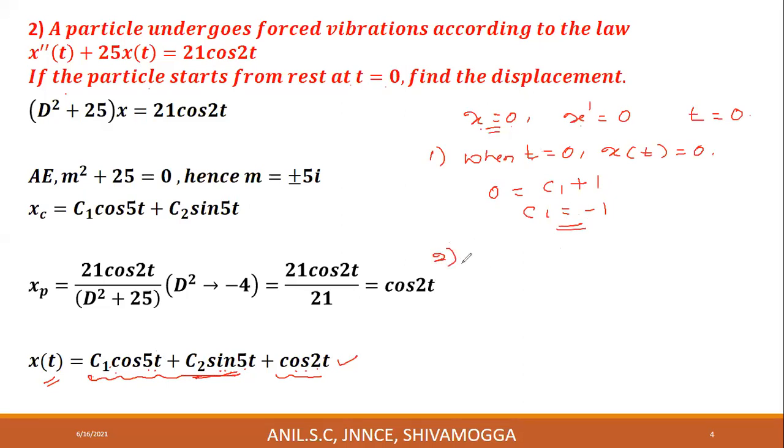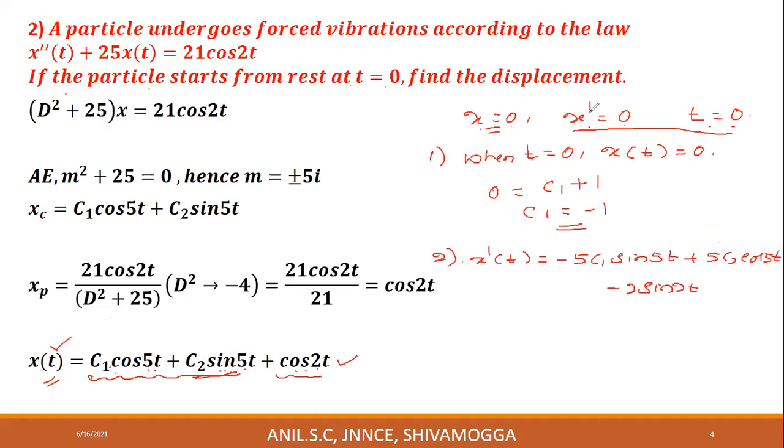Second condition. What is the second condition? X dash is equal to 0 when time t is equal to 0. That means x dash is to be determined now. To find it, differentiate this expression with respect to t. Derivative of x of t is x dash of t, which is equal to derivative of c1 cos 5t, which is minus 5c1 sin 5t. Derivative of c2 sin 5t is plus 5c2 into cos 5t. Derivative of cos 2t is minus 2 sin 2t.